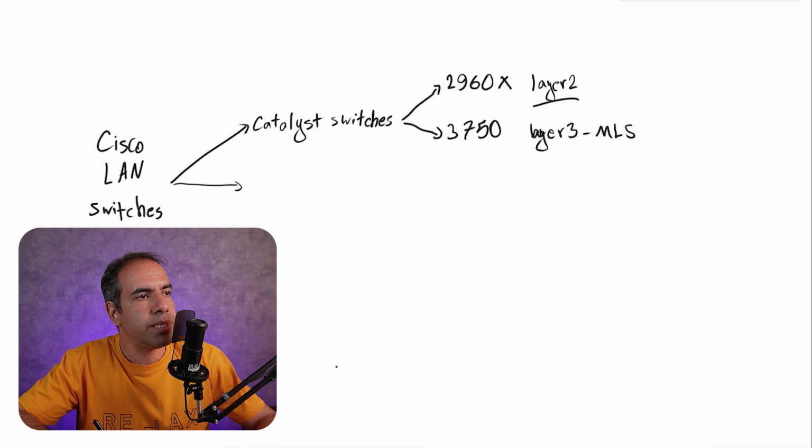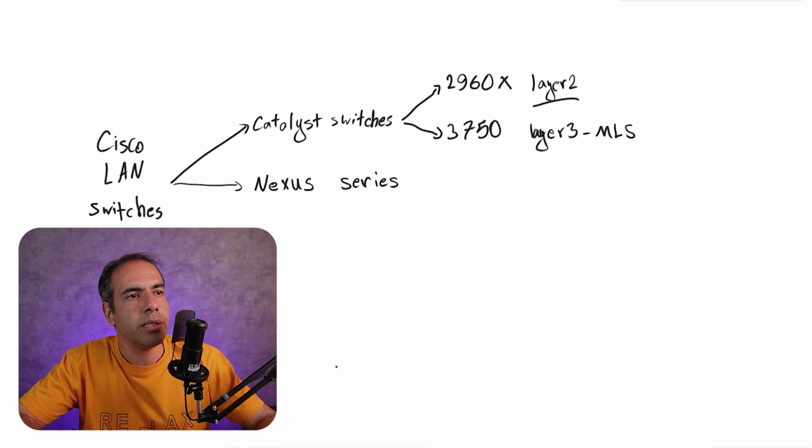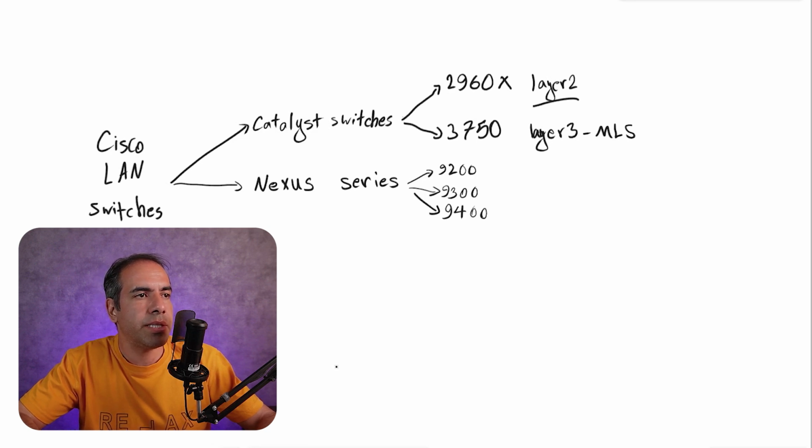The next group is called Nexus series, which in today's Cisco products is called the 9000 series. So we call it 9000 series. And the famous series are 9200, 9300, and 9400. These are the famous series of Nexus devices. And of course, Cisco says these are the next generation of Catalyst switches.